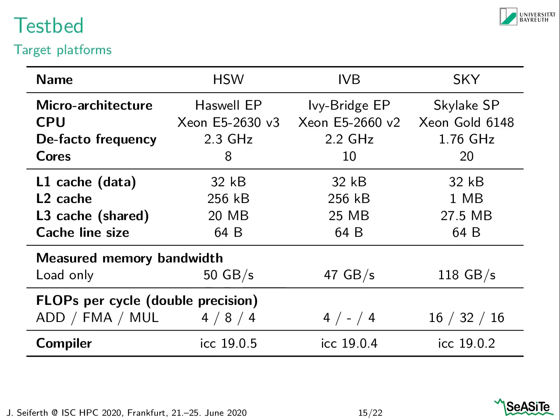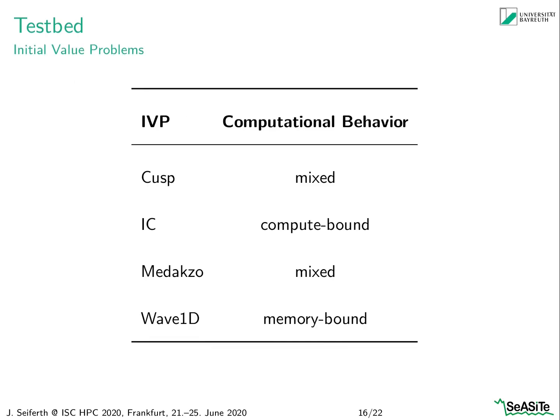The measured memory bandwidth required for the ECM model prediction was benchmarked with LIKWID. All codes were compiled with the Intel C compiler and flags -O3, -xAVX and -fno-alias. 4 different IVPs are considered. CUSP combines Siemens' CUSP catastrophe model with the Van der Pol oscillator. Its ODE system is derived from 3 PDEs. The components of the first PDE are memory bound, the components of the other 2 PDEs are compute bound. Hence we call it a mixed bound problem.